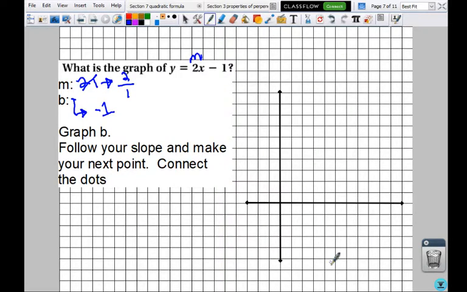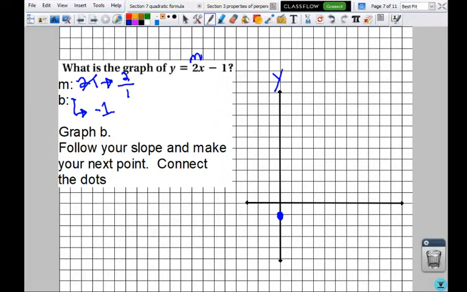To graph these, it's really not super difficult as long as you have your m and your b. I'm going to start by putting a dot on our b. B is our y-intercept, right? Y is the up and down axis. So I'm going to start in the middle, go down 1, and put a dot right there. That is my y-intercept, that's my b. My graph crosses the y-axis right here.